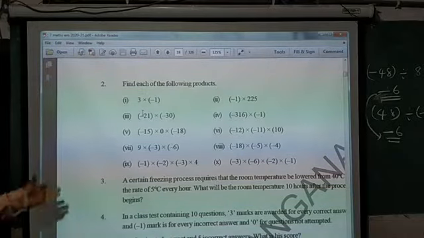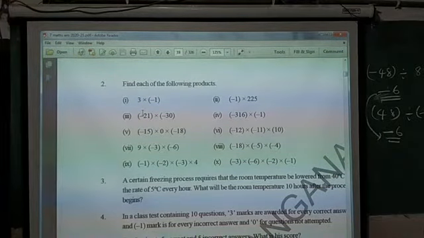See, this is also the same. Find each of the following products. So products means what? Multiplication. But here what are there? More than 2 numbers are there. That much only. So that is also the idea. You know that very well.